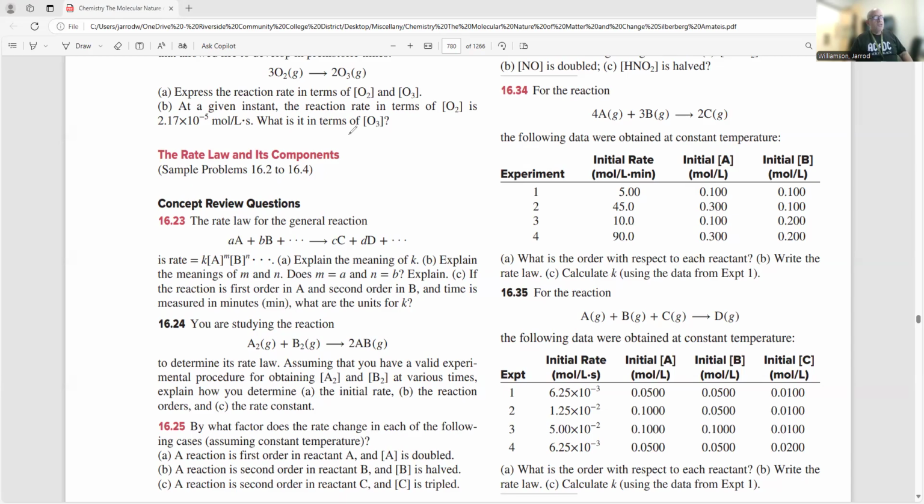Let's write the general form of the rate law, and it should be R equals K [A] to the M [B] to the N. Should be that.